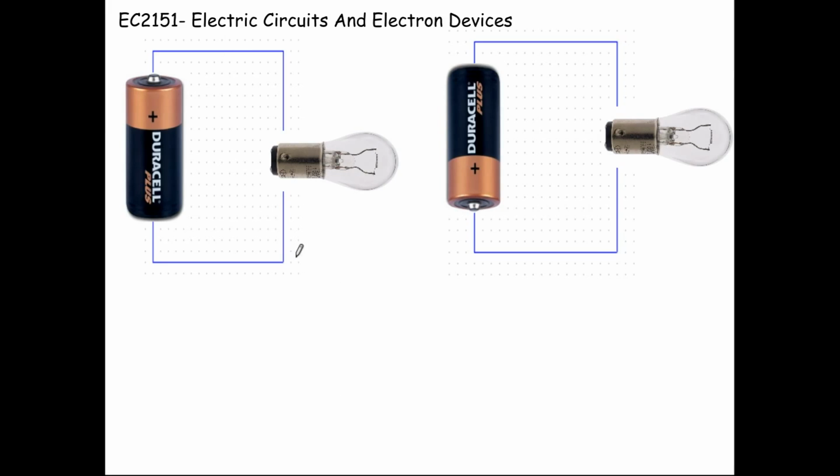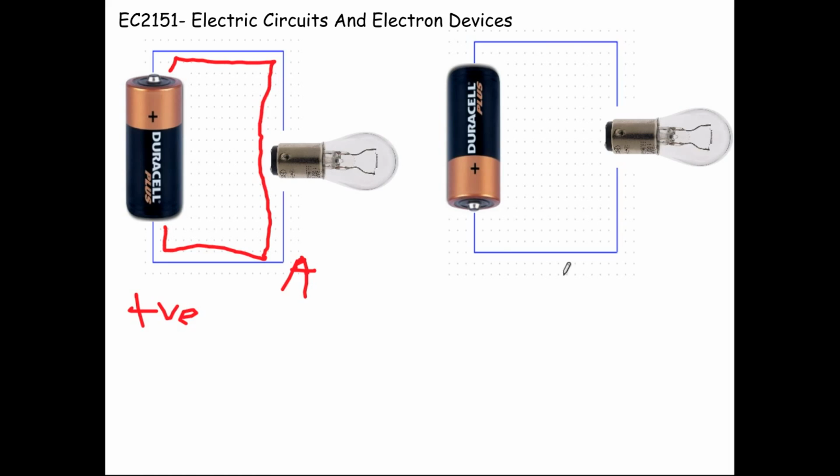So let me consider this as my reference point A. This is my reference point A. When hooking up the circuit, the current starts from here, goes there, and then goes to the bulb, and then reaches the point A, after which it goes to the battery pack. So I will say this has a positive value.